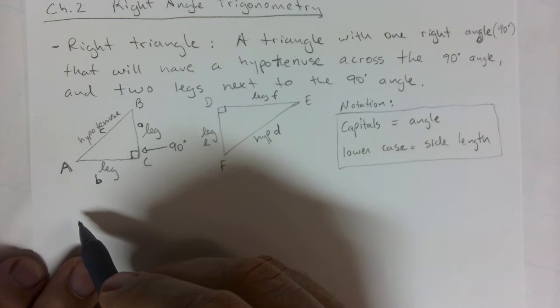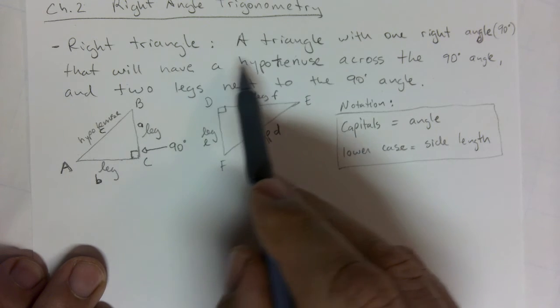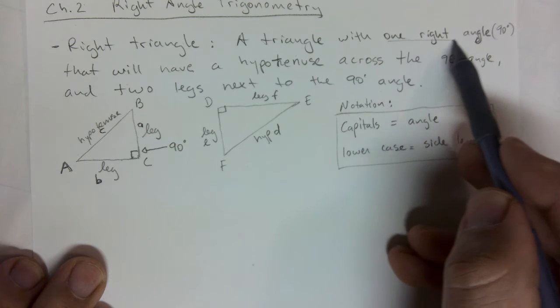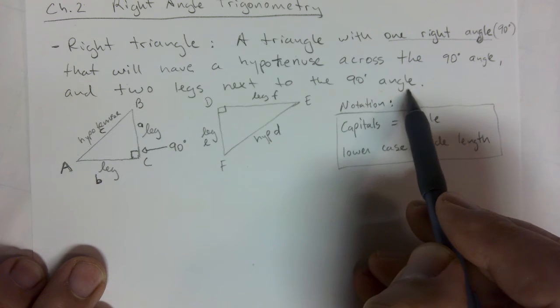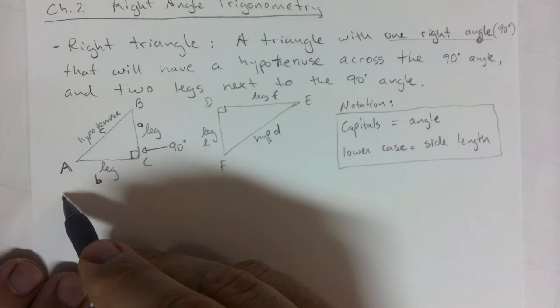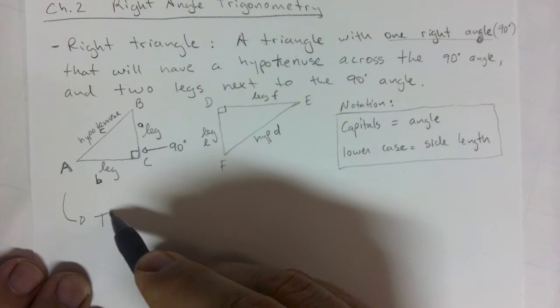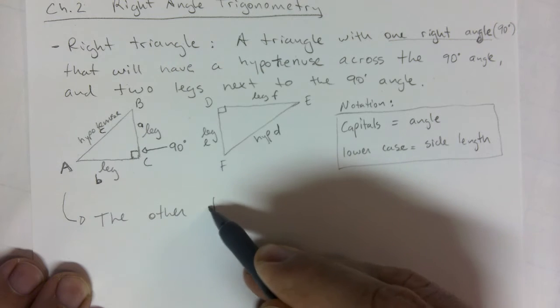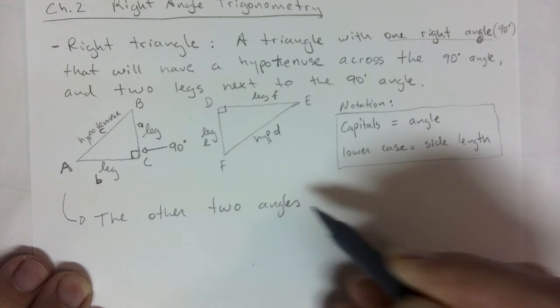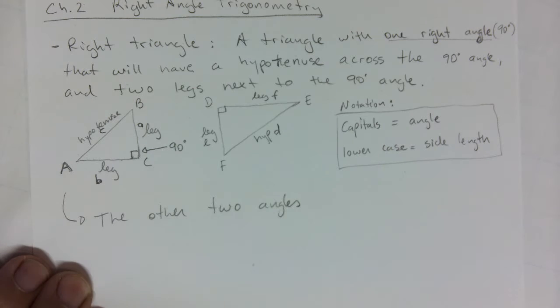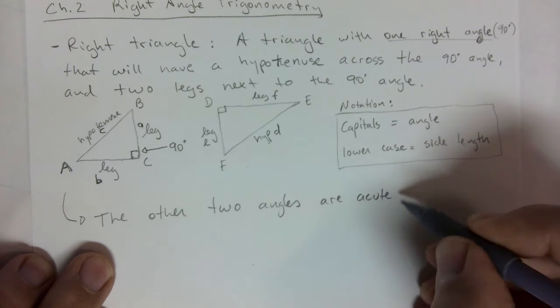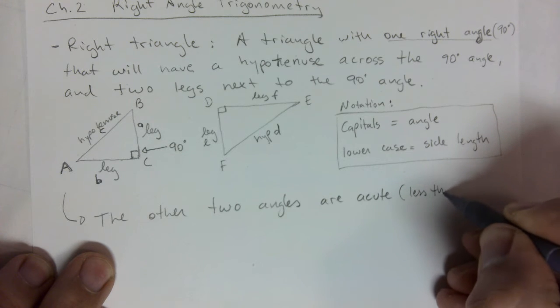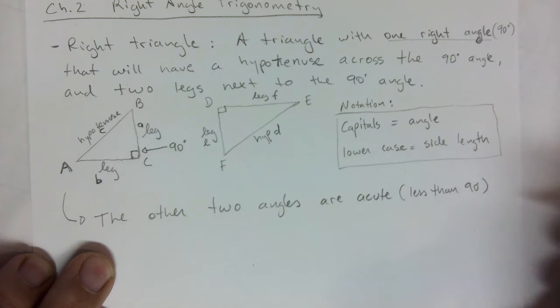And so we wrote down a right triangle is a triangle with one right angle that will have a hypotenuse across the 90-degree angle and two legs next to the 90-degree angle, right? Continuing from this, the other two angles. There's a 90-degree angle and then there's two left. Every triangle has three angles, right? The other angles are acute, and that just means less than 90, okay?